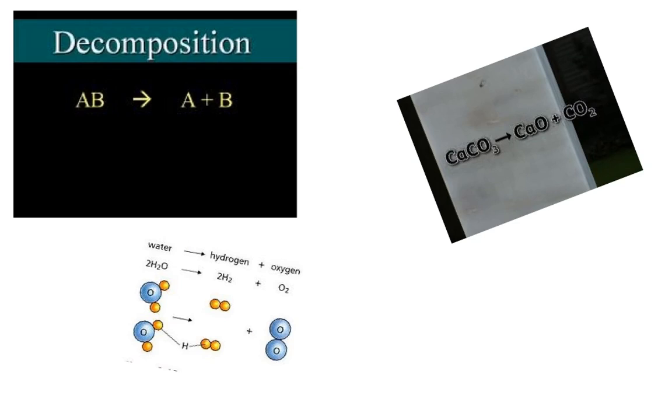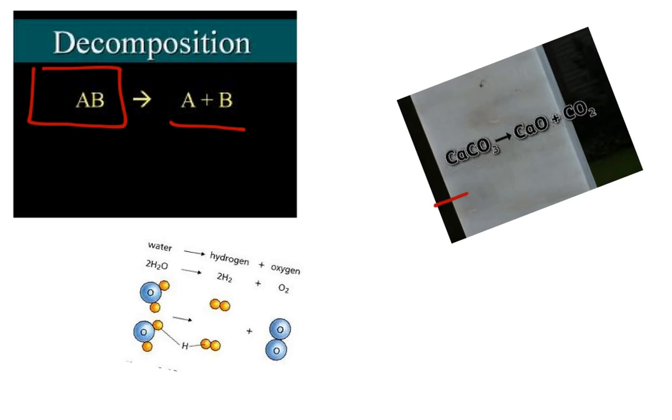The opposite of a synthesis reaction is a decomposition reaction. To decompose something is to break it down, and that's exactly what we're going to do. The reactants of a decomposition reaction typically are a single compound, and that single compound will break apart into multiple parts. Sometimes they can be elements, sometimes they can be compounds. The key thing to look for again is one reactant and multiple products.